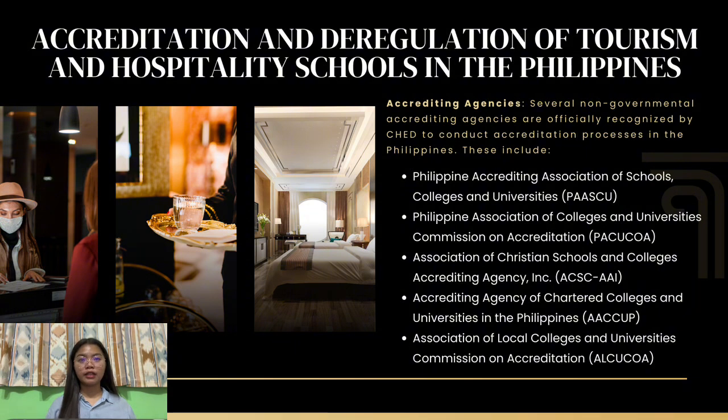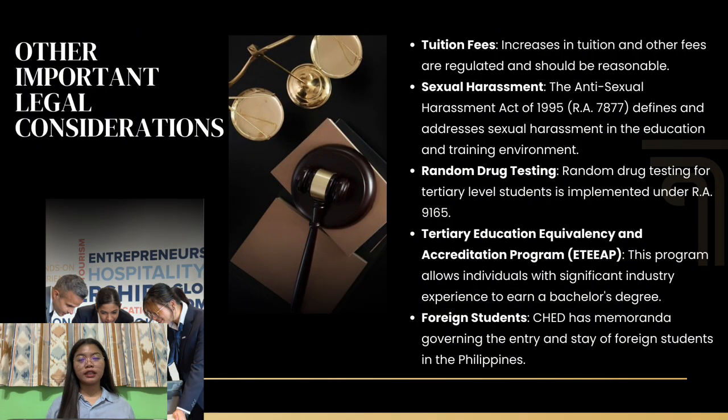So for levels of accreditation, institutions achieving accredited status are typically granted specific levels, for example, like level 3, which signify increasing levels of quality and may come with certain privileges. And also, accredited status can lead to deregulation and autonomy for schools. Various accrediting agencies are recognized in the Philippines. So, there are also other important legal considerations such as the tuition fees and the education of THM. So for tuition fees, increases in tuition and other fees are regulated and should be reasonable.